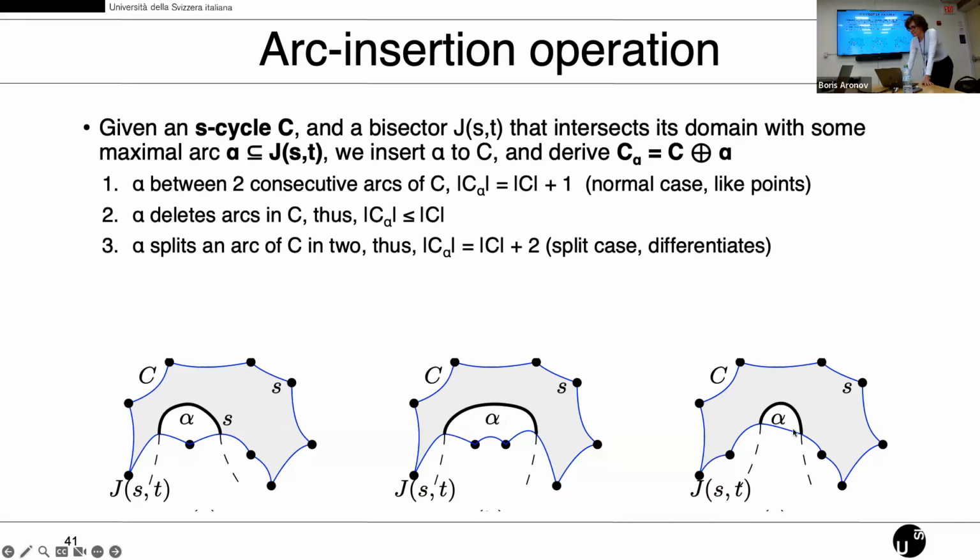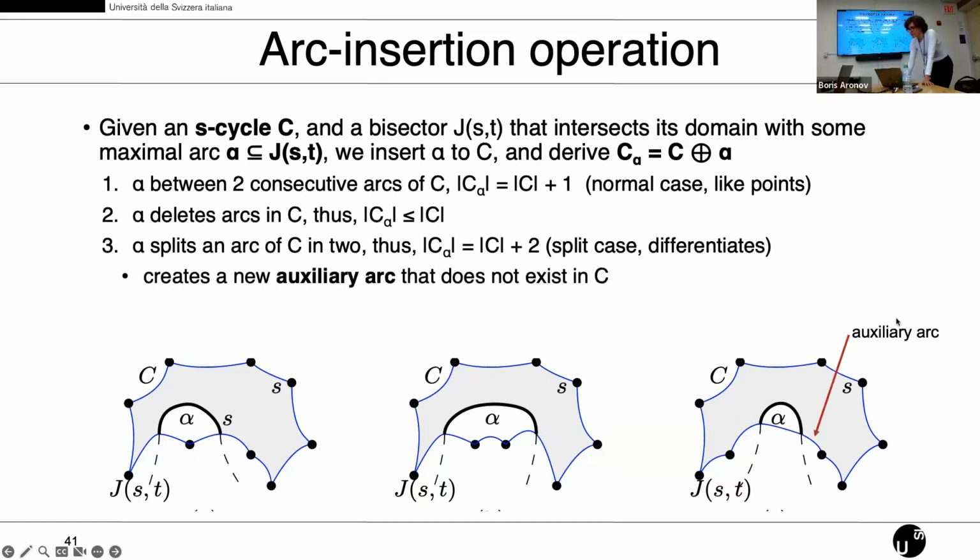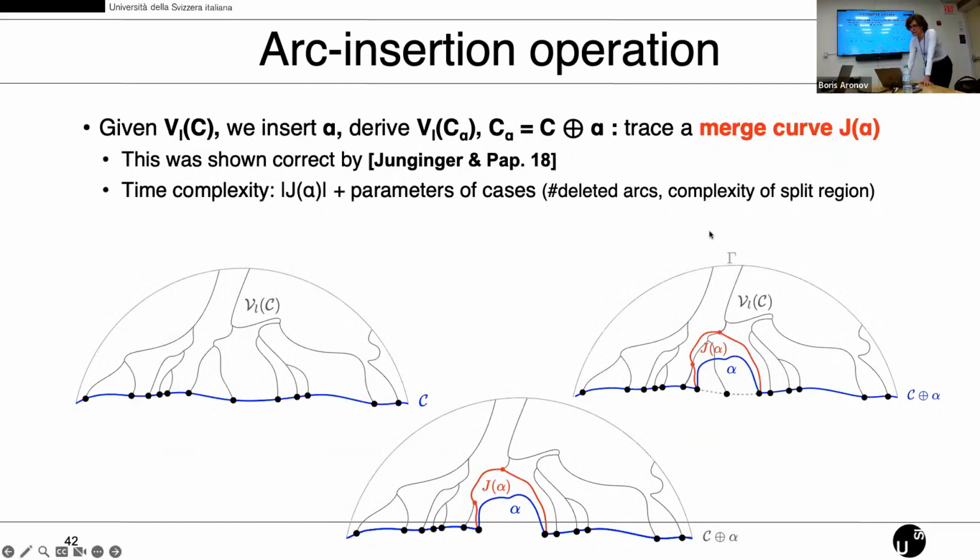And here is the interesting case that differentiates from points. That's a split case. So we are inserting this arc alpha. It splits an existing arc in two. And it creates, therefore, this auxiliary arc that does not exist in C. So that's the intermediate Arc-insertion operation.